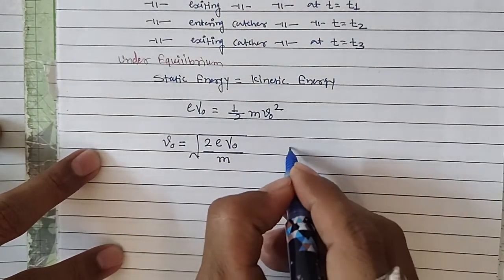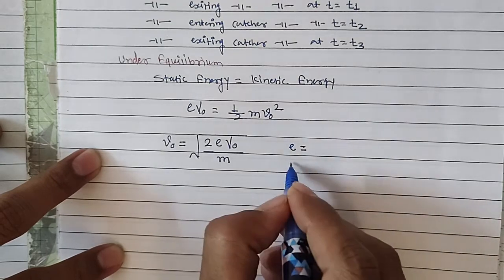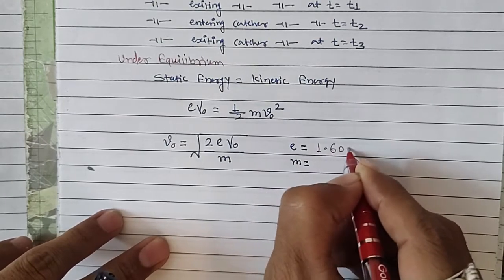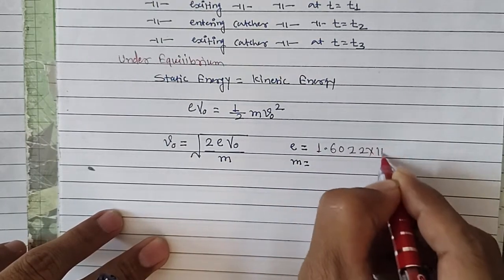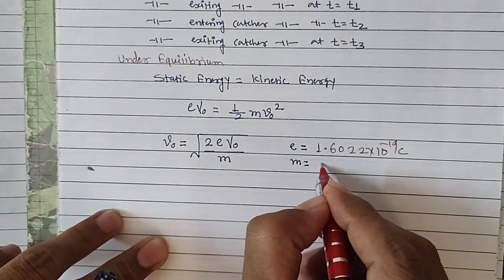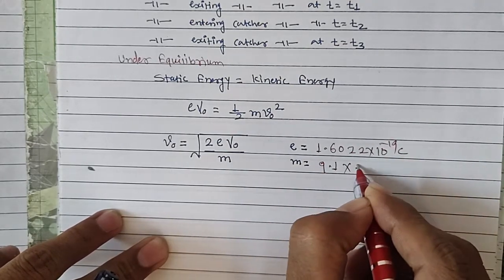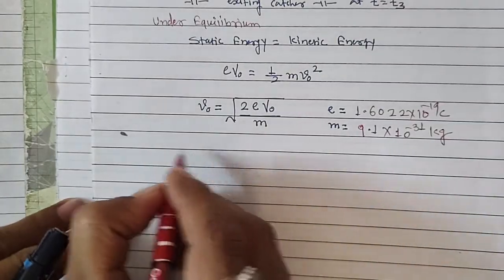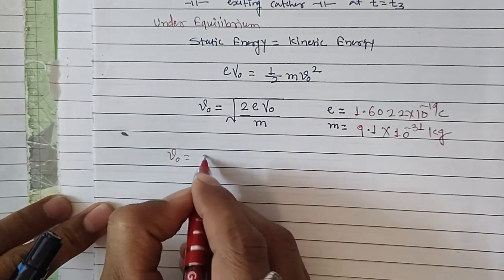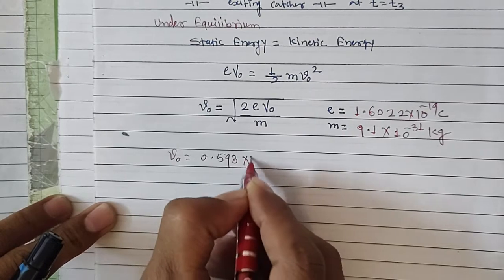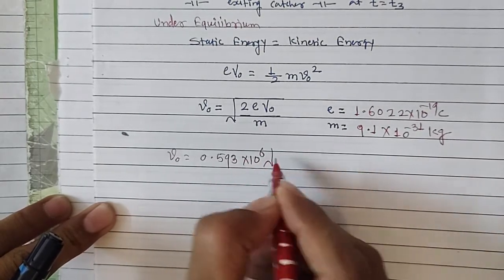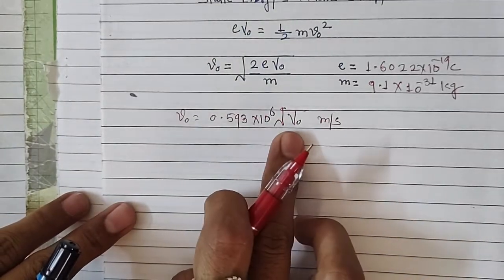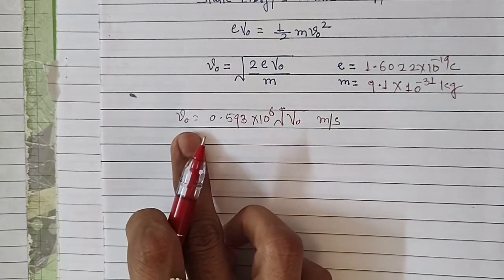Now, using the constants of electron charge and electron mass, the electron charge we know is 1.6022 into 10 to the power minus 19 coulomb, and the mass is 9.1 into 10 to the power minus 31 kg. So using these constants, the velocity would be 0.593 into 10 to the power 6 under root V0 meter per second. If you increase this DC voltage, the velocity would increase.